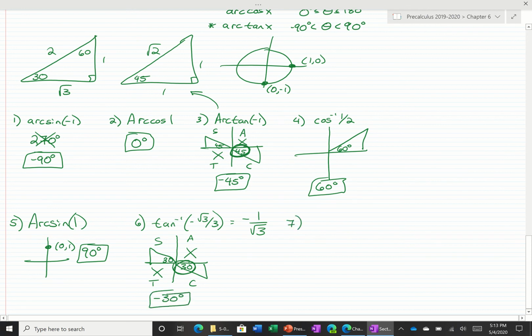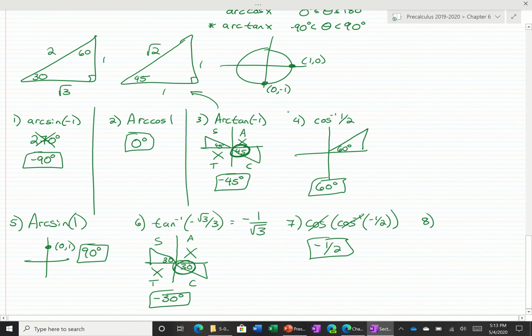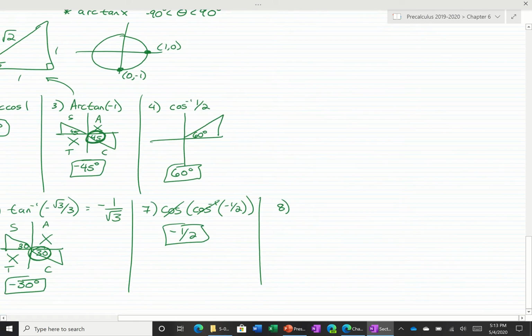For number 7, it's asking us what's the cosine of the inverse cosine of -1/2. Well, that's easy. We talked about this before. Those cancel. For number 8, I'll separate these. 8, 9, 10, 11, and 12. They're all the same thing, so those are easy problems. Let's do number 13.